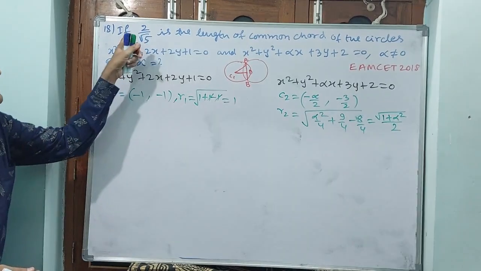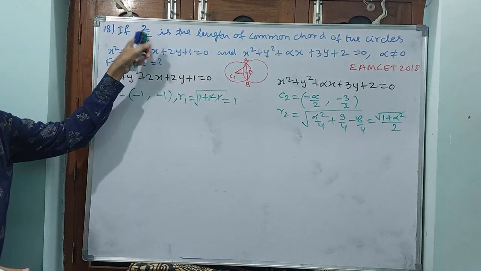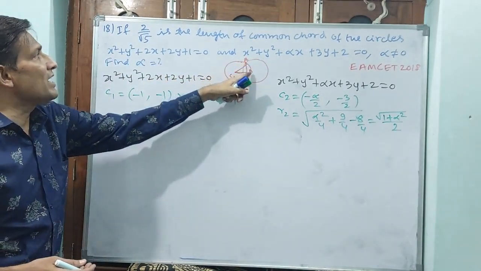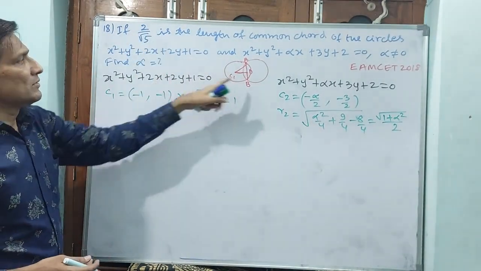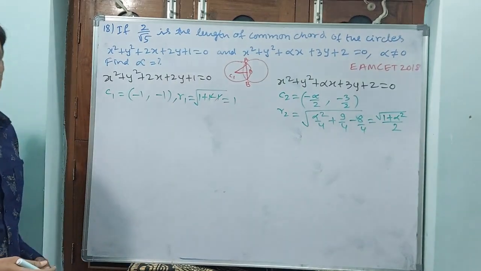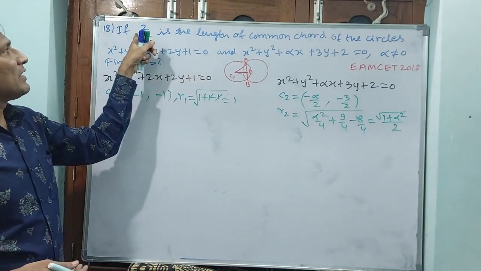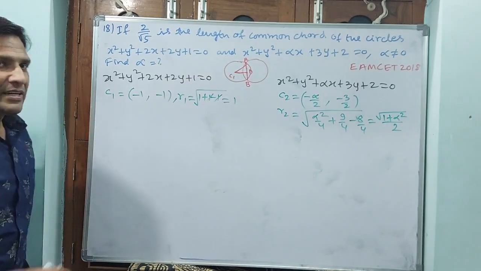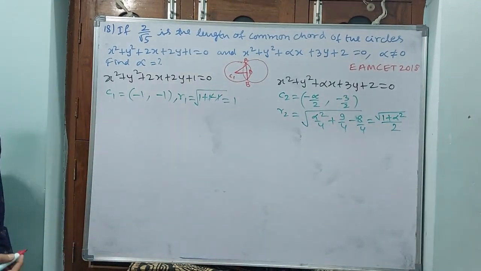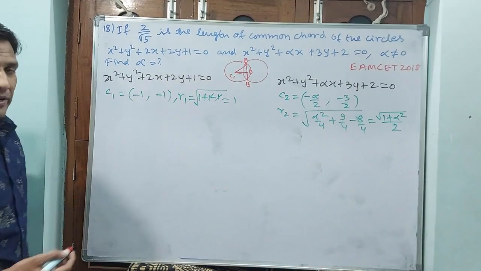Why? Because the length of this one they have given already. That means AD is equal to 2 by root 5 divided by 2, so 1 by root 5 will come. Why? Because this AB they have already given as 2 by root 5, the length of the common chord. In that way we can do. That means the procedure is that you have to find the radical axis first.